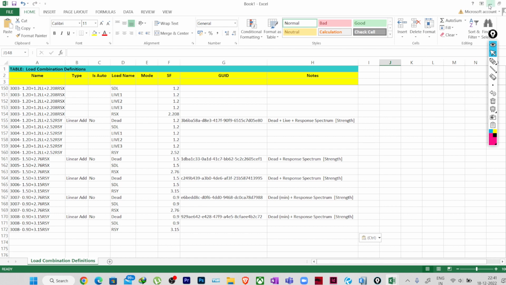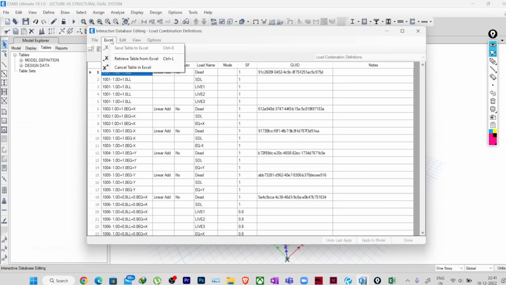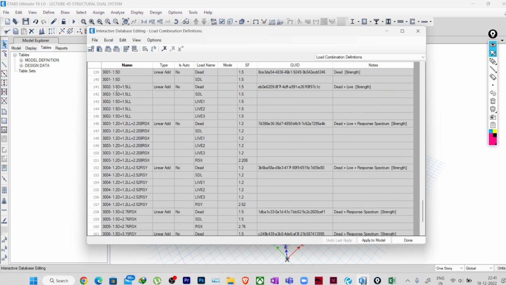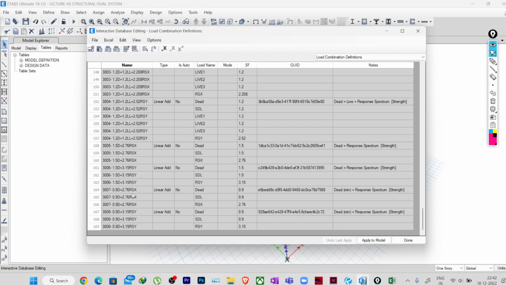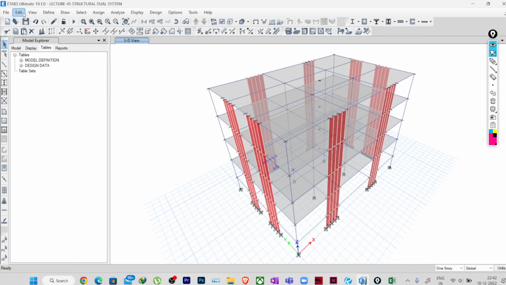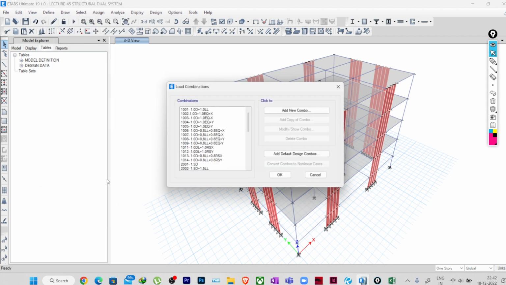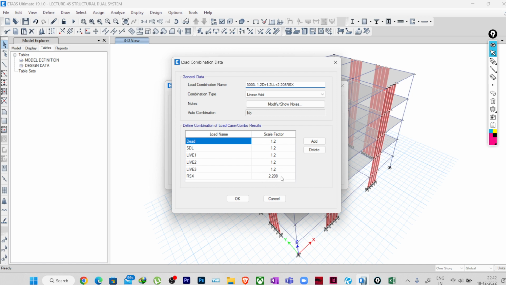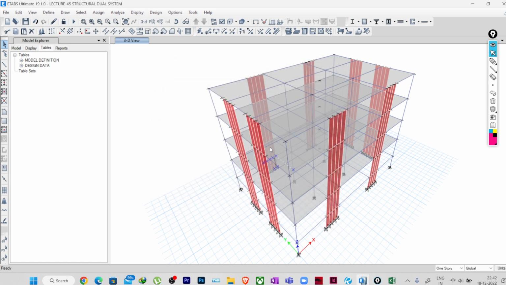Do not press save or anything, just minimize it, go to Excel and click on retrieve table from Excel. Now you can see in the list this 3000 series is also added. Okay, now click on apply to model and click on done. Now if you go to define and load combinations, you can see this 3000 series is added, and in this 3000 series, if you see the response spectrum, the scale factor that we have found out is added.